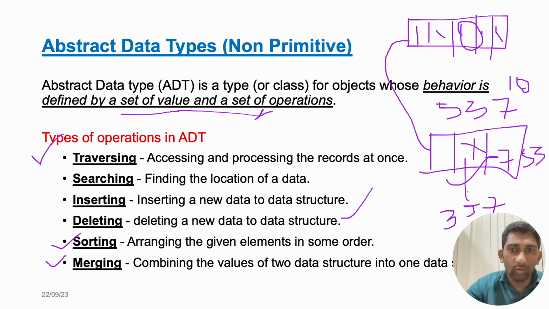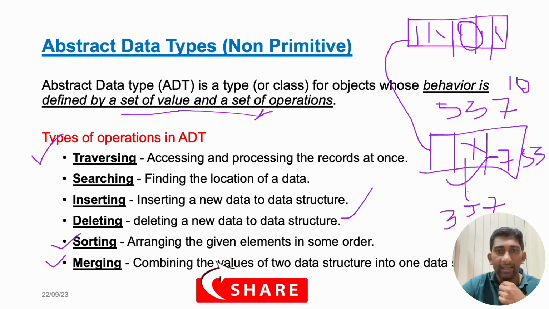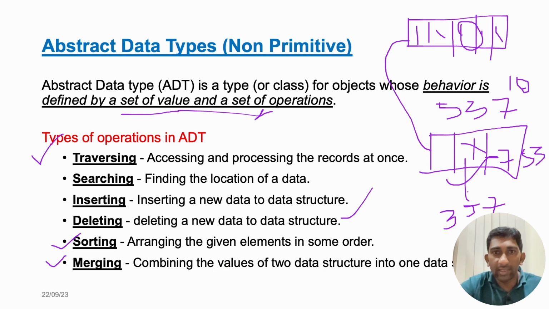Hope you understand what a data structure is and what the different types of data structures are, and what an abstract data type is and what the operations of a data structure are. And further we will be covering what arrays are and what the different operations of an array are, and let us see them.